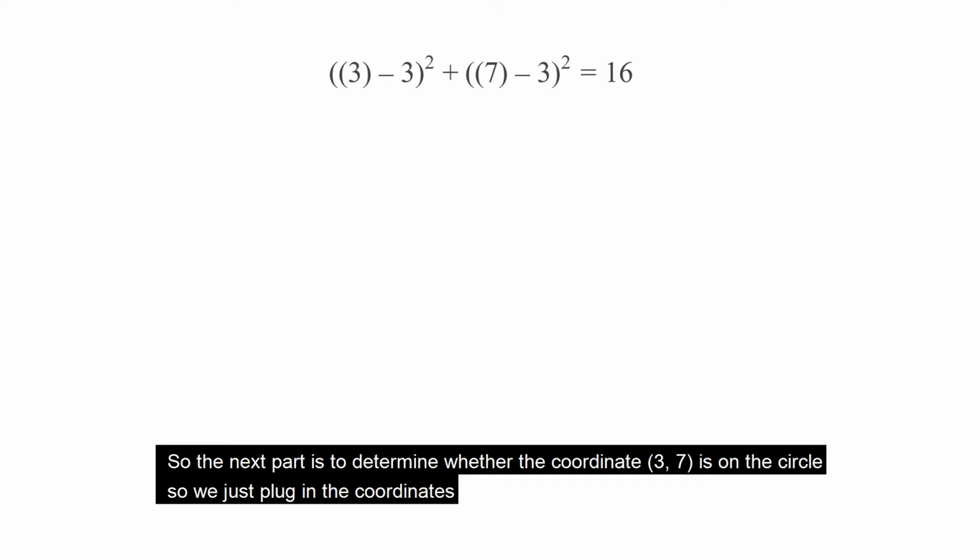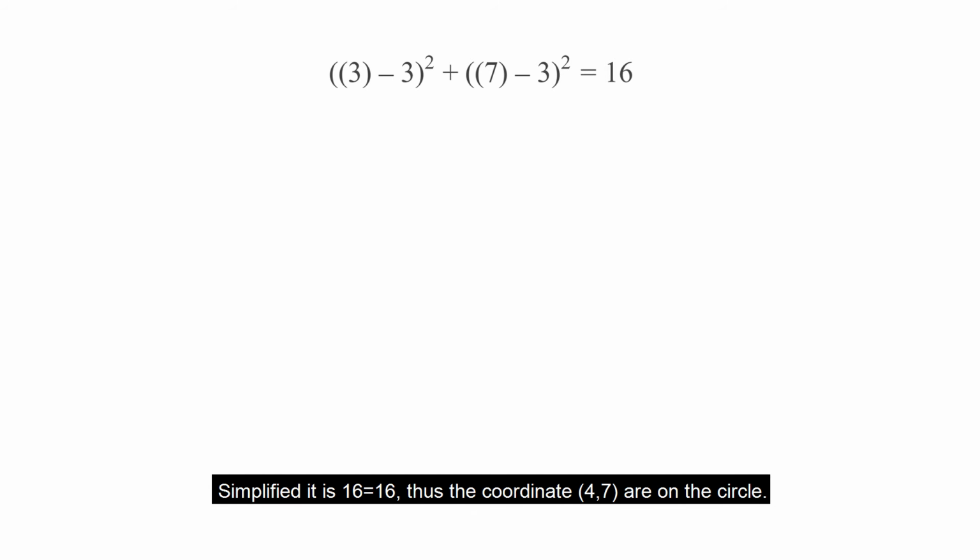So the next part is to determine whether the coordinates 3, 7 is on the circle, so we just plug in the coordinates. Simplified, it is 16 equals 16. Thus, the coordinate 3, 7 is on the circle.